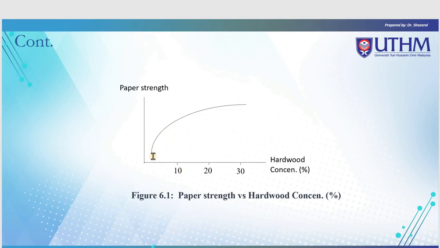So from this graph, we can see that when the hardwood concentration is increasing, the paper strength is also increasing. But it does not keep on increasing. When it reaches 30%, it looks more constant. So that means there is no reason to increase the percentage up to 50, because there is no effect anymore on the paper strength. So we can stop at 50.